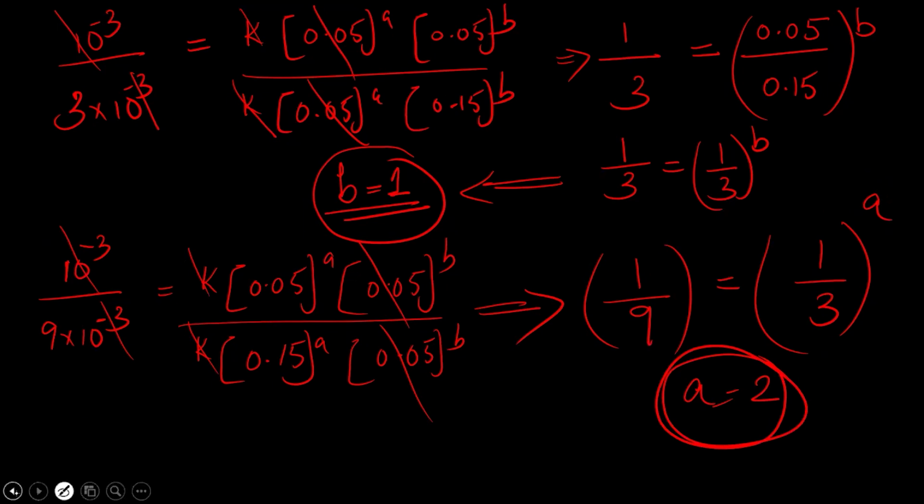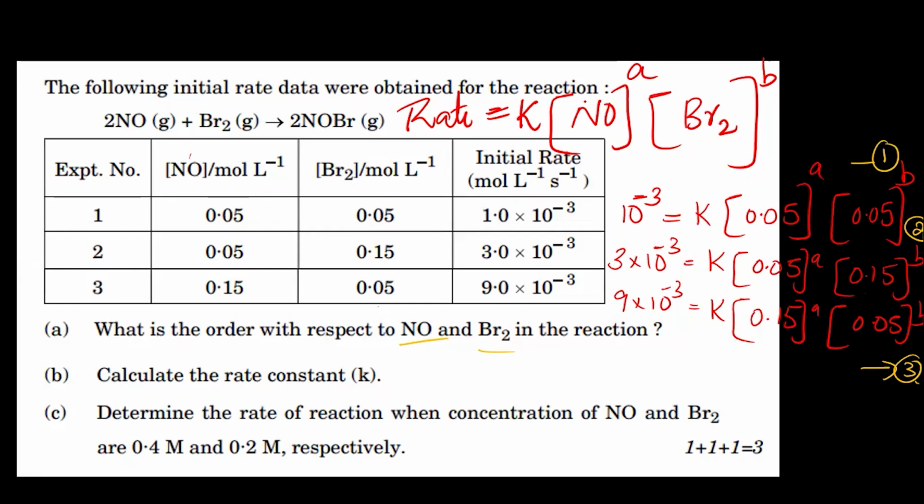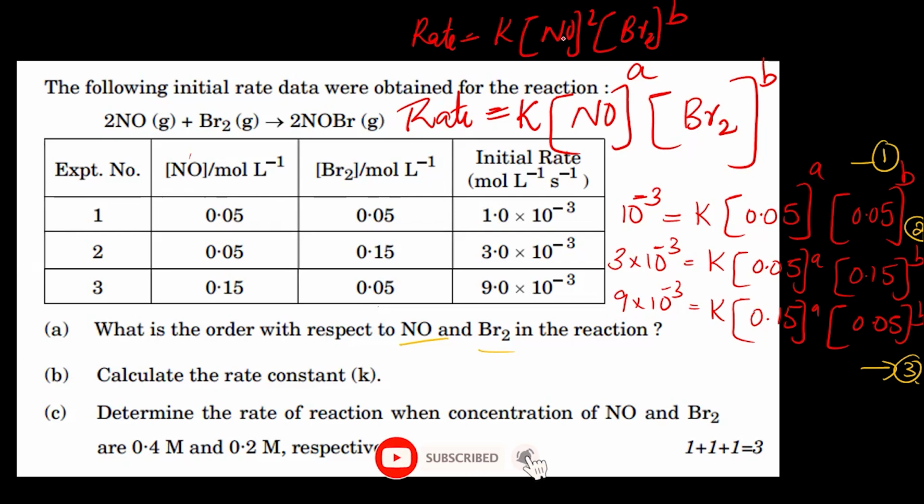So what will you understand from this? The rate equation is rate is equal to K times NO raised to 2 and Br2 raised to B. That means with respect to NO, it is second order. With respect to NO, the order is 2. With respect to Br2, the order is 1, first order. It is a simple question, but you have to work it out, then only you will get the answer.